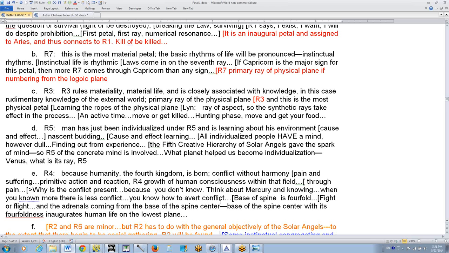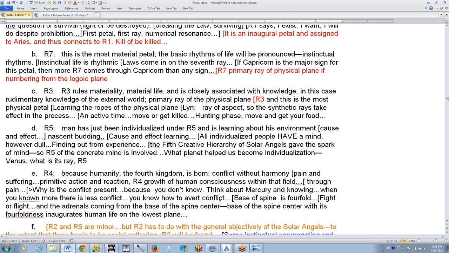So why is the conflict present? Well, you just don't know what's happening. You don't know yet how to deal with the surroundings. Think about Mercury and its relation to knowing. When you know more, there is less conflict. You're not involved in confused combat. You know how to avert conflict, but this is a very primal level.